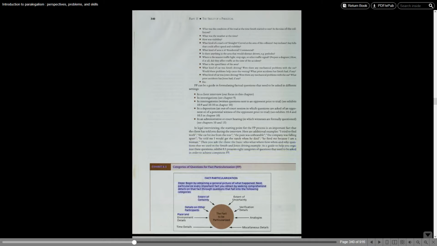Exhibit 8.5: Categories of questions for fact particularization (FP). Fact particularization steps begin by obtaining a general picture of what happened. Next, particularize every important fact you obtain by seeking comprehensive details on that fact through questions that fall into the following categories: extent of certainty, details on other participants, place and environment details, extent of uncertainty, the fact to be particularized, time details, analogies, miscellaneous details.